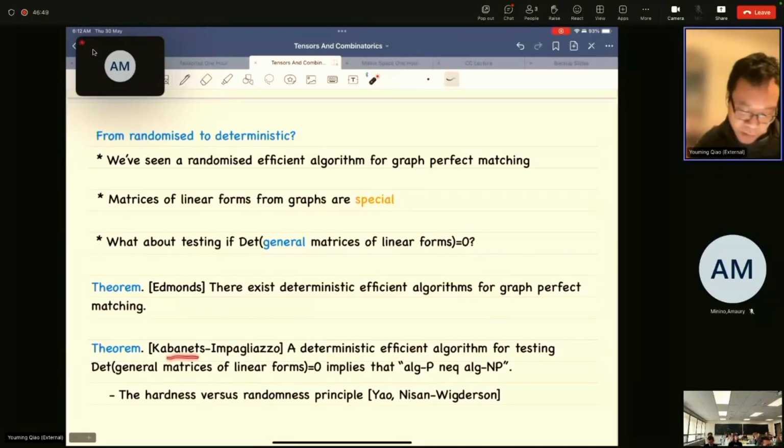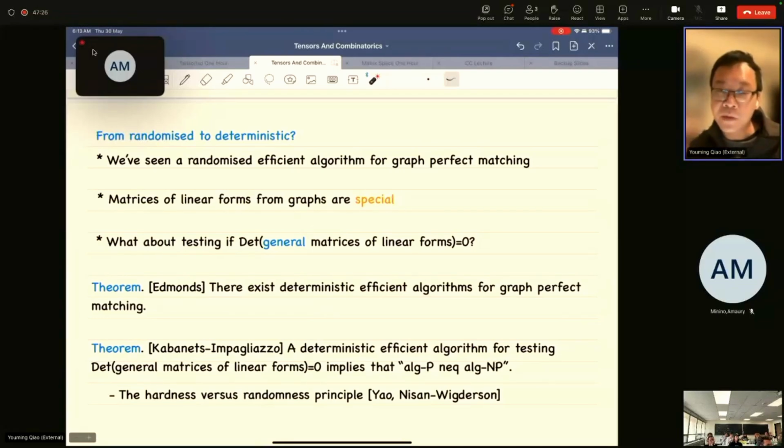And it's a celebrated result by Kabanets and Impagliazzo in the early 2000s. They show that if you can devise a deterministic efficient algorithm for testing whether the determinant of general matrices of linear forms is zero or not, it will actually imply something very significant in complexity theory. It roughly, I'm putting quotes here, so take it with a grain of salt, implies that algebraic P is not equal to algebraic NP. So this is a significant thing, right?